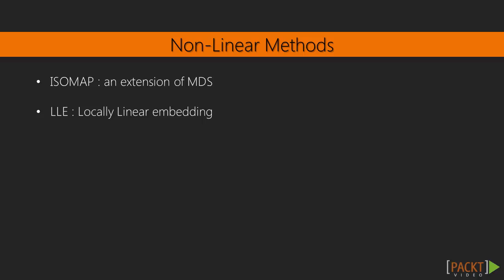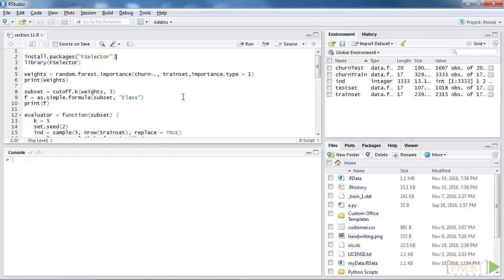LLE performs local PCA and global eigen decomposition. LLE is a local approach, which involves selecting features for each category of the class feature. In contrast, isomap is a global approach, which involves selecting features for all features. Let's now perform feature selection with FSelector.